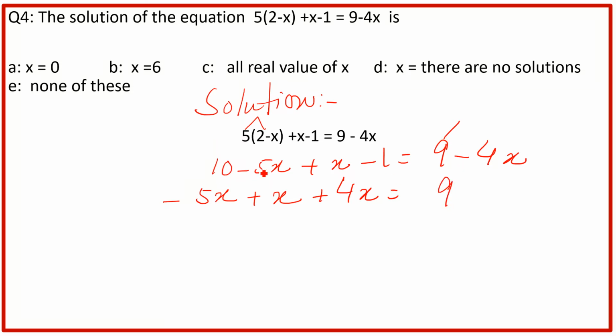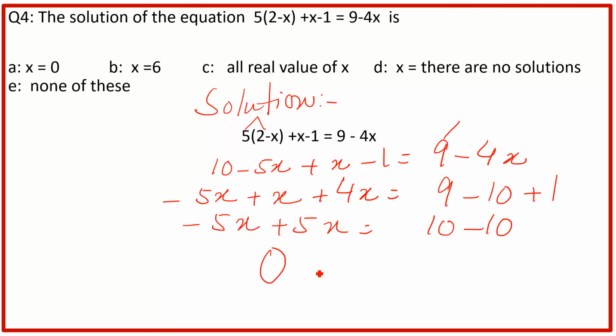Then we will transpose this positive 10 and negative 1. The sign will change. If it is negative, it will be positive. If it is positive, it will be negative. So this is negative 5x plus 5x, which is equal to 10 minus 10. So see, this is 0 equal to 0.